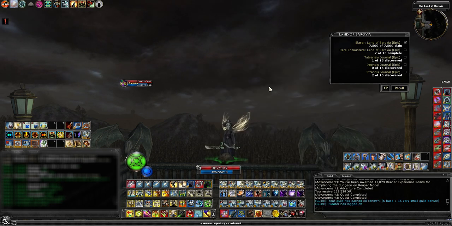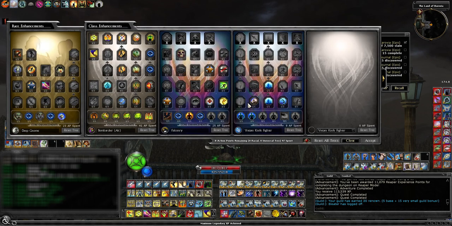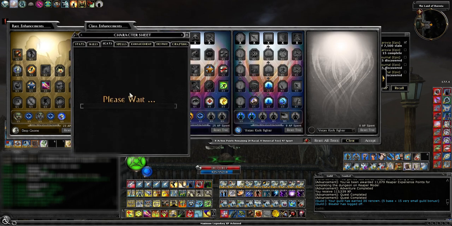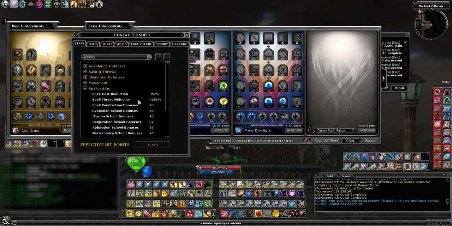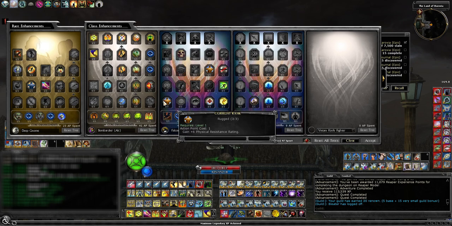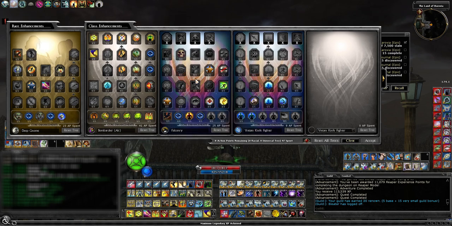Something else about my build that is a little bit of a hindrance, but also a double-edged sword, is spell threat reduction. Currently, I have -120 spell threat reduction. This means that I'm never pulling anything from anyone from spell damage alone.